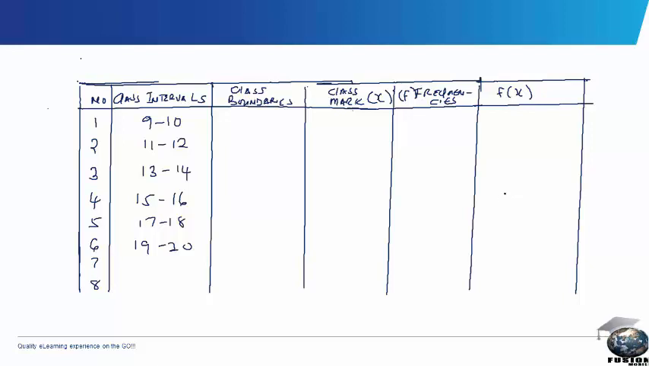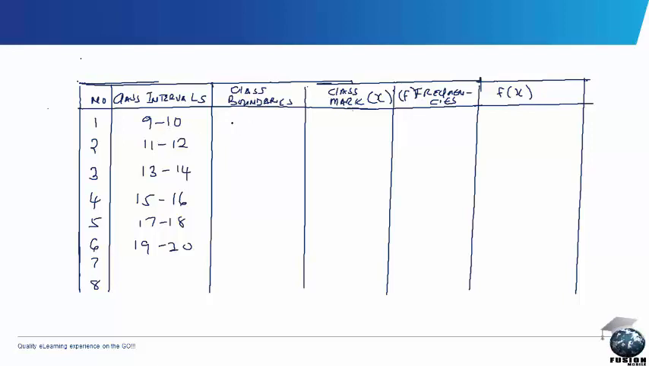And then if you're told to group using a class width of 2, you have 9 to 11, 12 to 14, and it continues in that format. All right, so the class boundaries, which we said are obtained by adding the upper class boundary of the first class to the lower class boundary of the second class and dividing by 2.